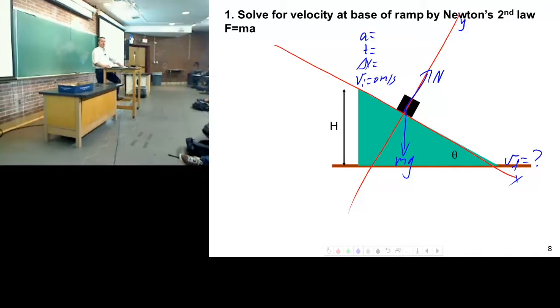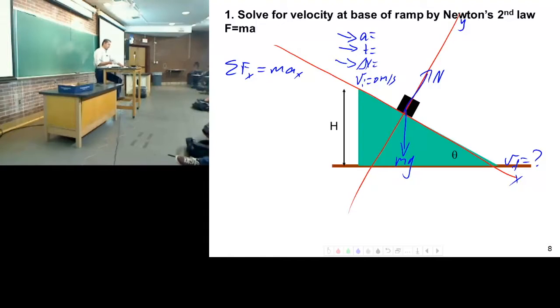What am I going to solve first? What am I going to need to find? Of these unknowns, I need to find A. How am I going to find A? Sum all the forces in the x, set them equal to MA in the x direction, right? Am I going to need to worry about the y direction for this problem? No, I have no friction, so I don't need to worry about it. I can just deal in x.